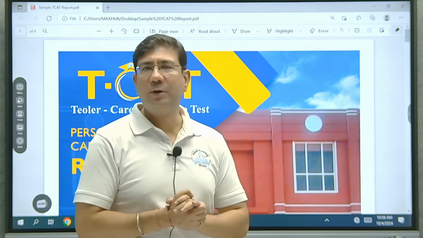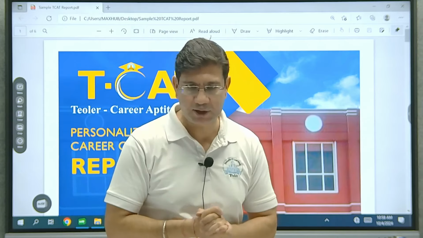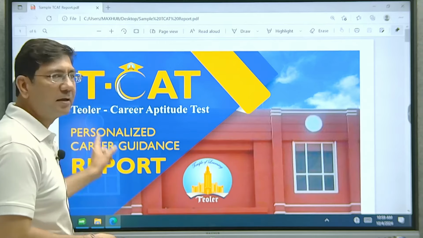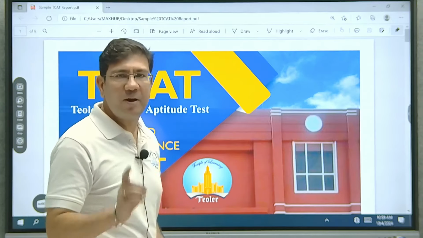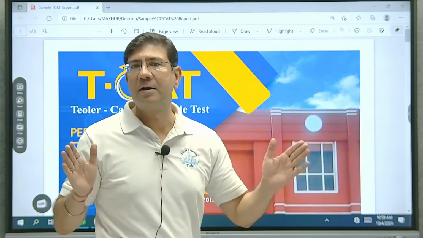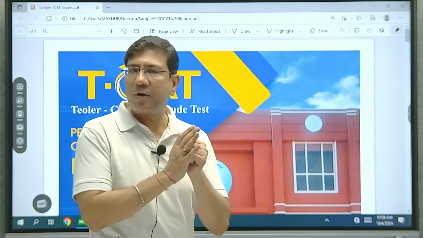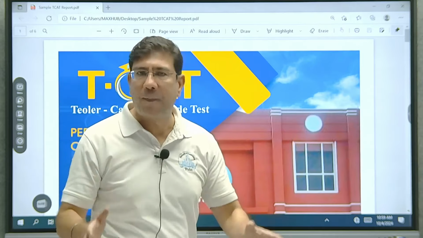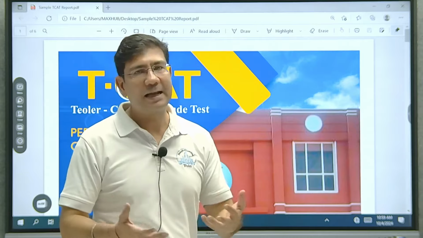So, what would you get as an output if you take that test? This is Teoler Career Aptitude Test Personalized Career Guidance Report. And believe me when I say personalized, it is absolutely personalized. There are no standard reports. For each child, a different report is generated. And that is dependent on the kind of inputs the child will give while taking TCAT.